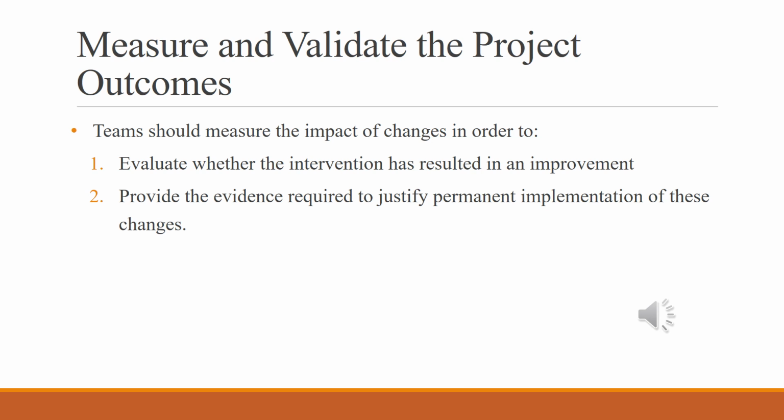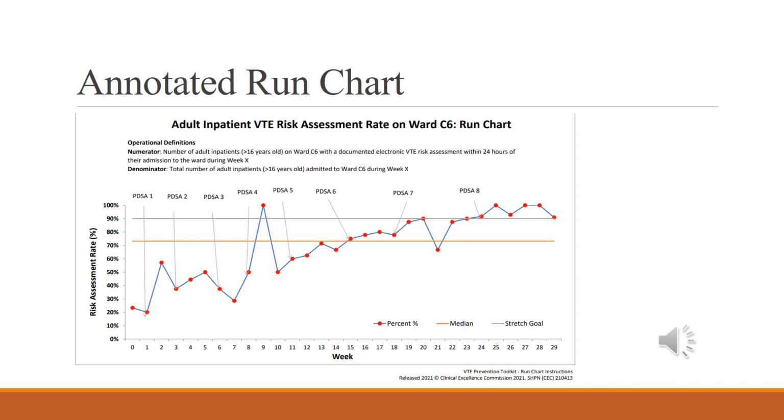The first step involves measuring and validating the project outcomes. You need to do so because you need to provide evidence of whether the intervention has resulted in an improvement, and also provide the evidence to justify whether you can implement these changes permanently. One of the most common ways to demonstrate whether your project has achieved successful outcomes is to use a run chart to see how your PDSA cycle has led to improvement in the change that you want to see. This is an example of how it looks.